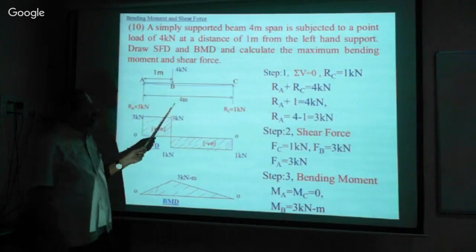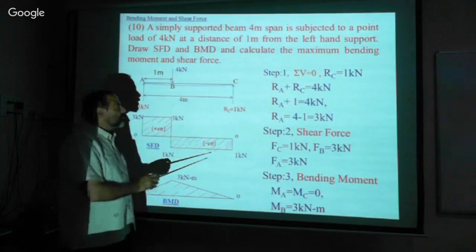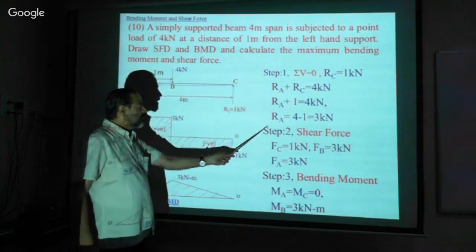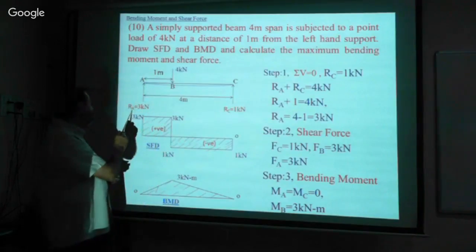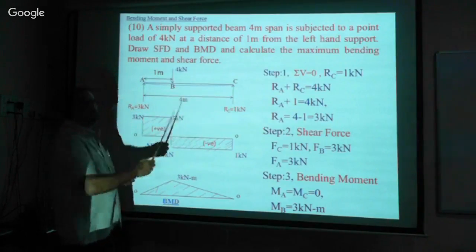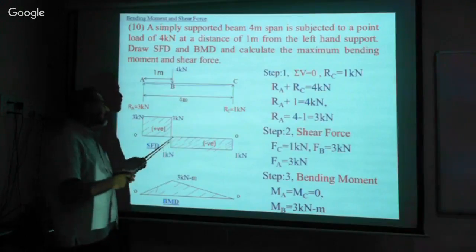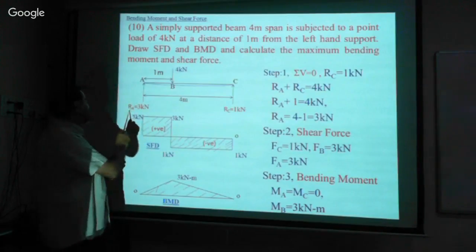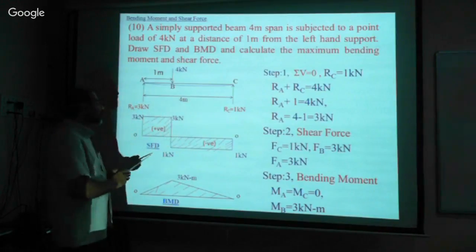Now, when you look at this, don't worry about that. You just calculate like this. Then you will get RA equal to 3 kilonewton and RC equal to 1 kilonewton. And when you get the values for RA and RC, let us plot the shear force diagram.